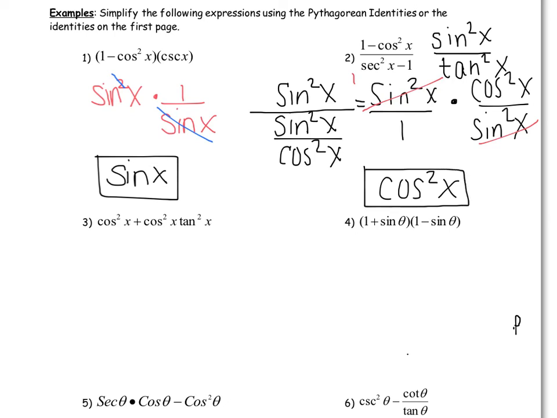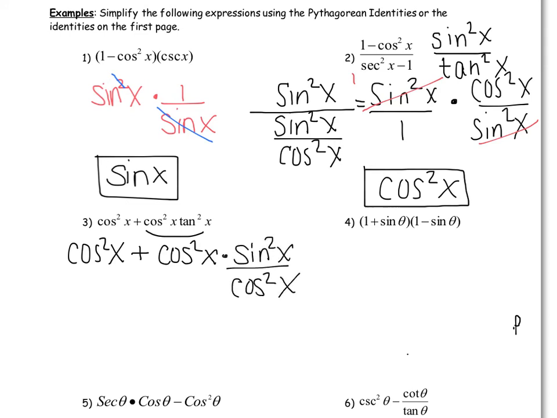Okay, example number 3. Cosine squared of theta, that's fine, we're going to leave that, nothing happens to that, plus, well, let's simplify this. Cosine squared of x stays. Tangent, we know, is sine squared over cosine squared. So look, any top with any bottom cancel to 1. So I'm really taking cosine squared of x and adding it to sine squared of x, which we know is 1.